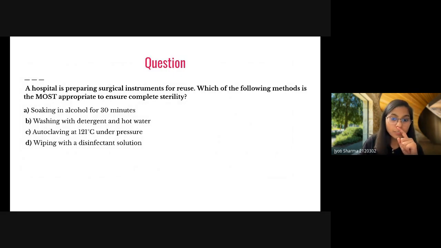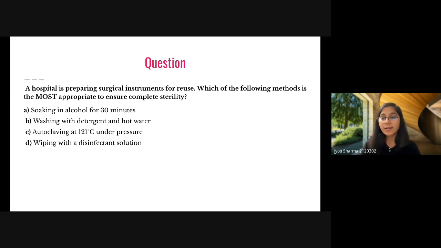Okay, the next question is about sterilization. A hospital is preparing surgical instruments for reuse. For example, if the hospital needs to reuse the syringe or the needle, which of the following methods is the most appropriate to ensure complete sterility, so that there should not be any kind of infection? The options are soaking in alcohol for 30 minutes, washing with detergent and hot water, autoclaving at 121 degrees Celsius under pressure, and wiping with a disinfectant solution.